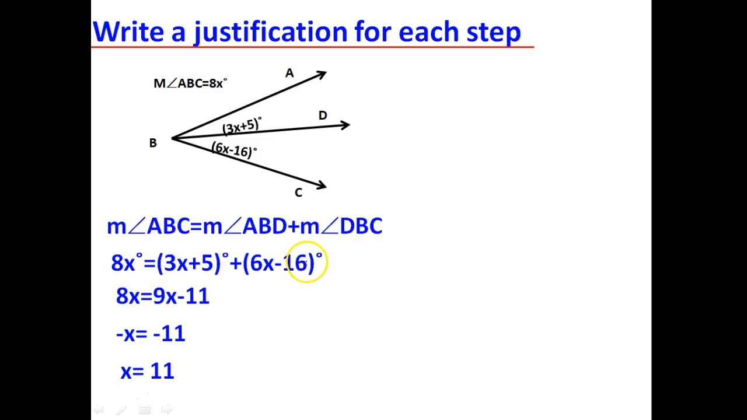All right, write a justification for each step. You have the measure of angle ABC. Let's look at it from A to B to C. So this whole angle is equal to ABD plus DBC. After you pause and write this if you need to, this is the angle addition postulate. It's just that simple, I promise, guys.